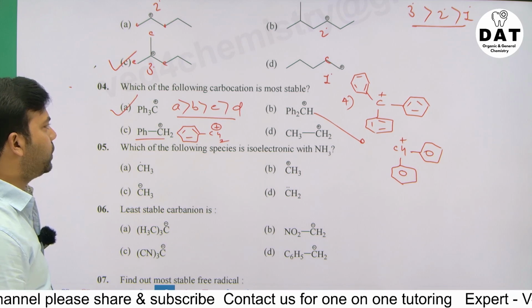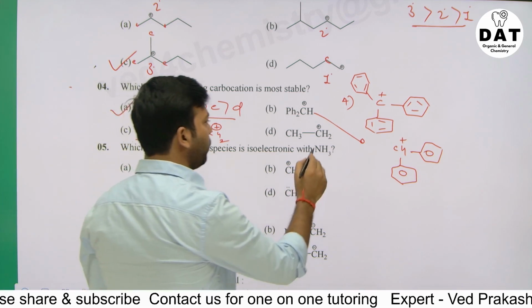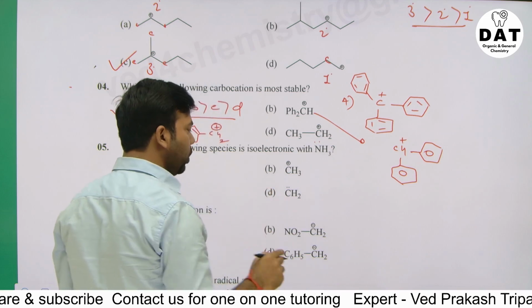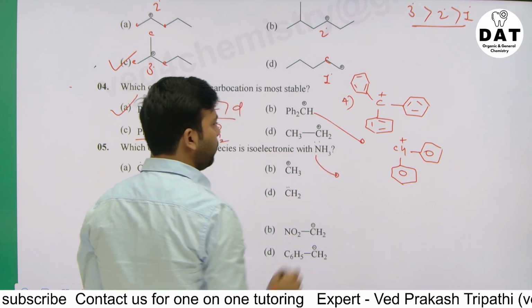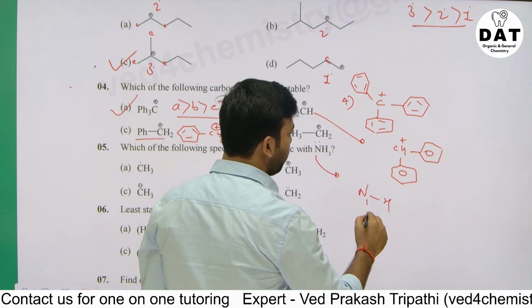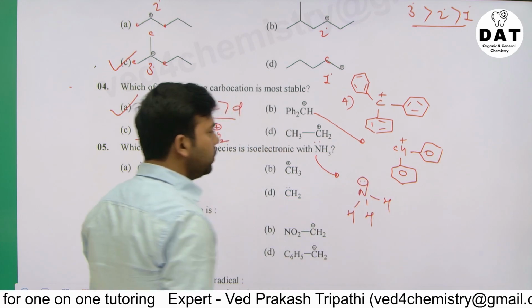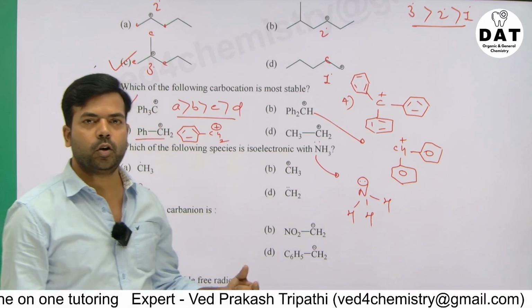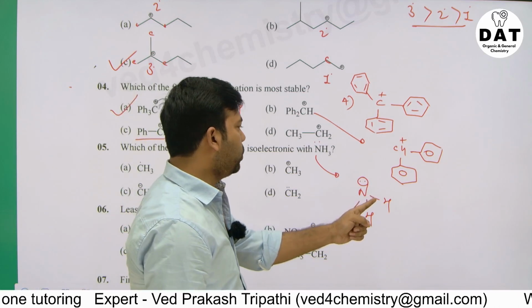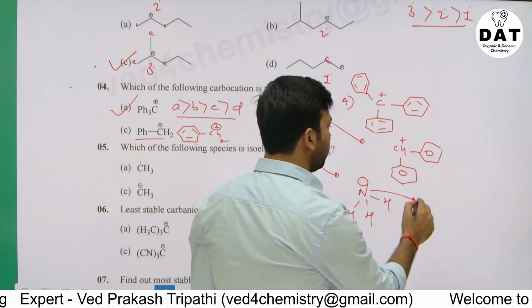Which of the following species is isoelectronic with ammonia? So let's count the electrons of ammonia. We all know nitrogen has a lone pair. So look here, if you draw the structure of this ammonia molecule, a single bond means 2 electrons, okay? So 2 to 4 to 6, and a lone pair also has 2. So overall 8 electrons here, 8 electrons.